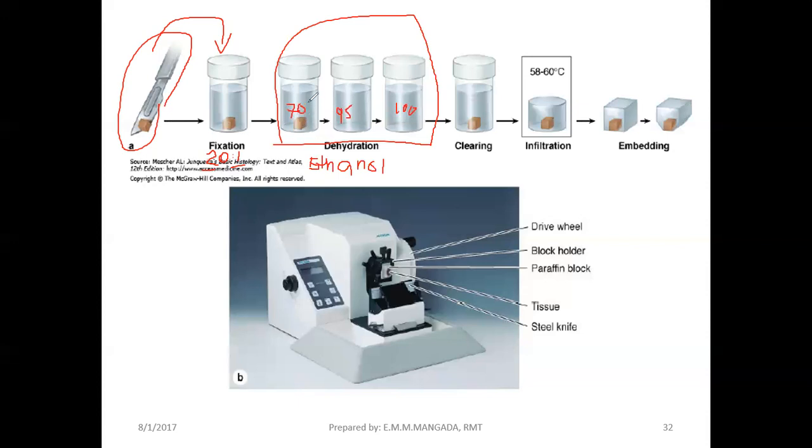For example, in 70% solution, 1 hour siya dyan or 30 minutes. After that, ililipat niya siya dito. Tapos, ililipat niya ulit from 70, ililipat niya sa 95. Then, after a few hours, depende dun sa schedule na ginagamit, dun na sa absolute alcohol. Then, after that, you will put it in the clearing agent.